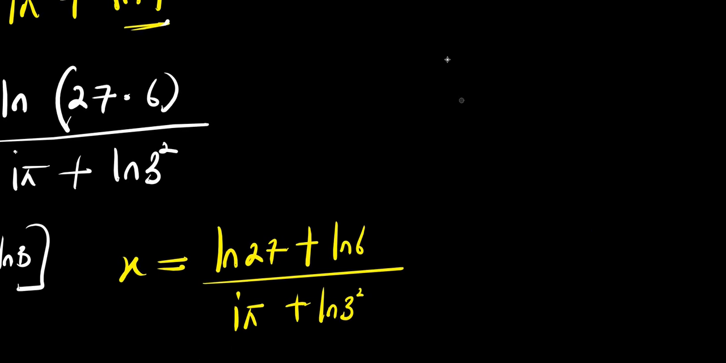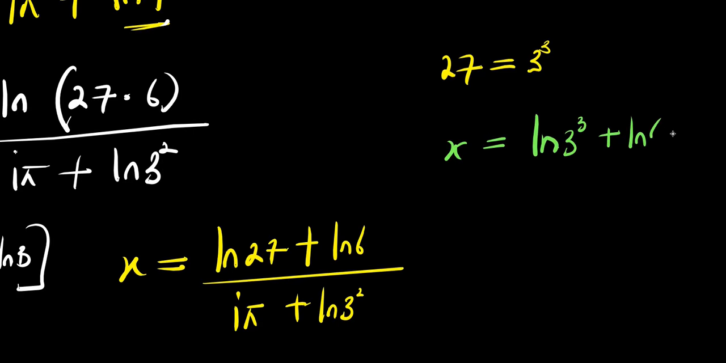And from here, remember 27 equals 3 to the power of 3. That's 3 times 3 times 3. So we can easily have that x equals natural log 3 to the power of 3 plus natural log 6 divided by i times pi plus natural log 3 to the power of 2.